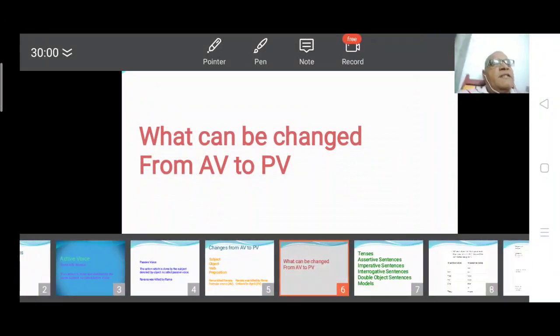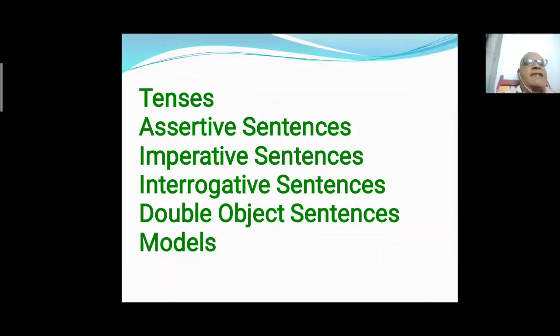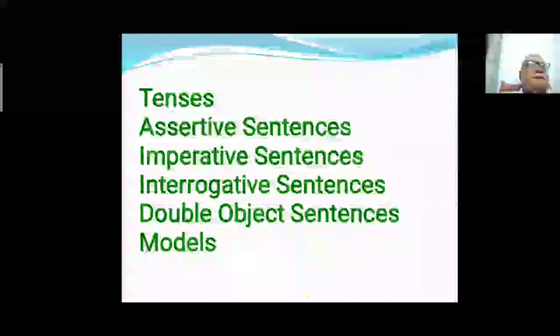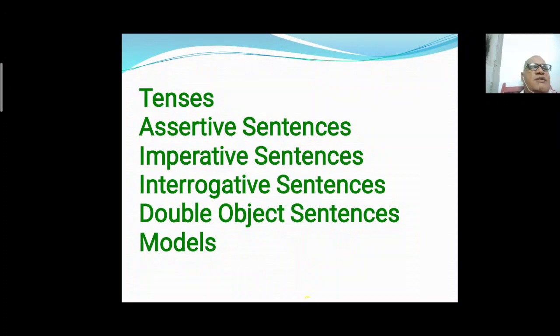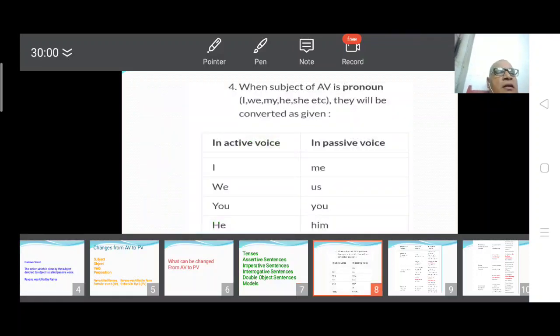Then after this, one slide has been given here about what we can change from active voice to passive voice. All the tenses can be changed from active voice to passive voice. Assertive sentences, imperative sentences, interrogative sentences, double object sentences, and modal auxiliary sentences can be changed from active voice to passive voice. Then let's have a glance.